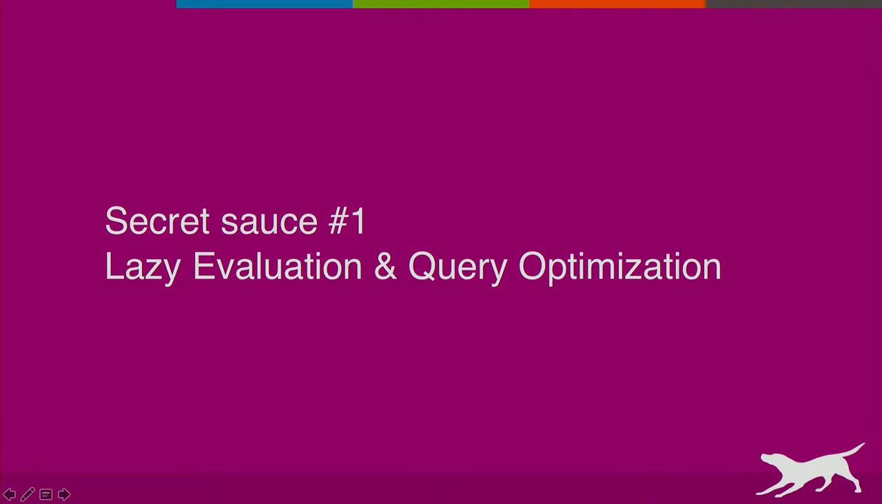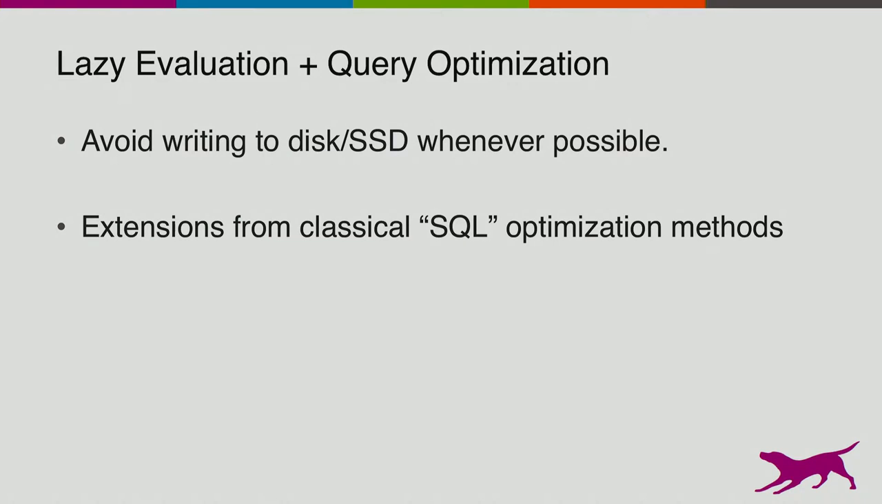Now let's do a deep dive into some technical details about SFrame and the secret sauce of how it's fast, scalable, and easy to use. The first secret sauce is lazy evaluation and query optimization. Essentially, when you have data that big, and SArray is an immutable file, you want to minimize the number of times you create a new physical SArray on disk. You don't want to write SArrays as often as you could.